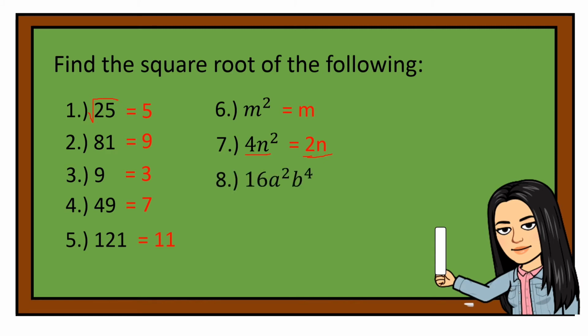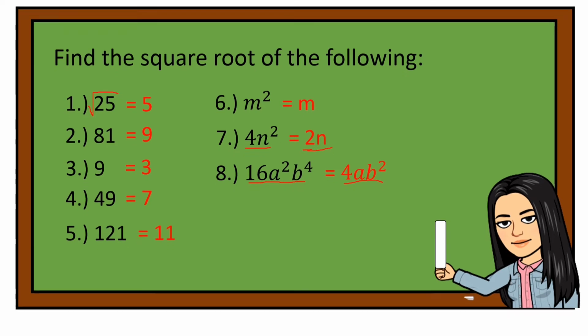Number 8. What is the square root of 16a squared b to the 4th power? So first, what is the square root of 16? So that is equal to 4. How about the square root of a squared? That is equal to a. And then, square root of b to the 4th power. So that is equal to b squared. Okay, so our final answer is 4ab squared.